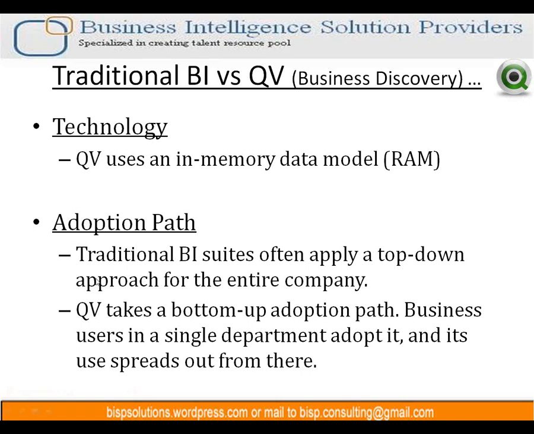And the adoption path, which we have just seen in the previous chart: traditional BI suites apply a top-down approach to the entire company. You build the dashboards for the entire company, and from there you publish them entity-wise to all the different departments of the organization. But QlikView takes a bottom-up adoption path. Business users in a single department adopt it, and its use spreads out from there.